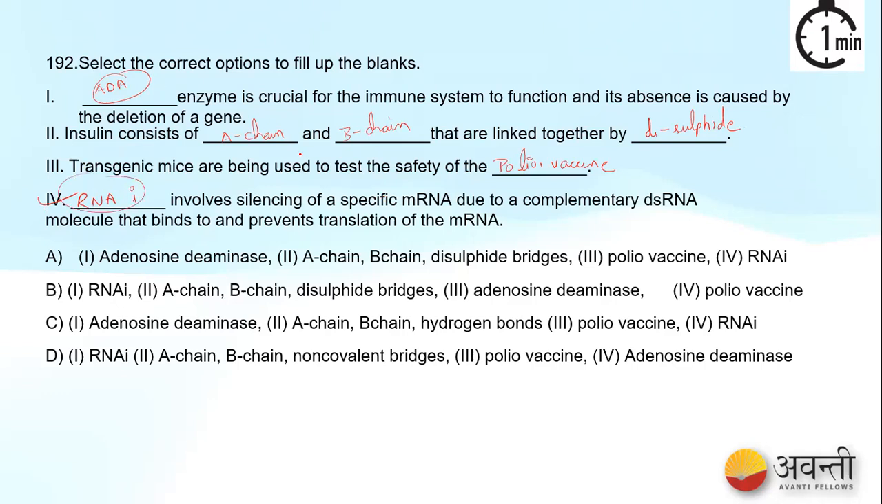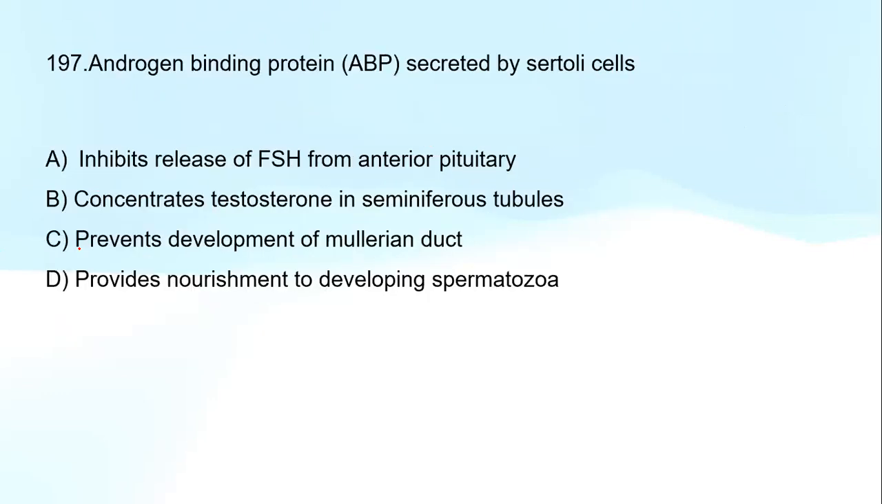So where do we have ADA, A chain, B chain, disulfide, polio vaccine, and RNAi? Okay, anti-adenosine deaminase correct. A chain, B chain, disulfide bridges, polio vaccine, RNAi. So our option A is correct. So we need not go for the rest of the options.